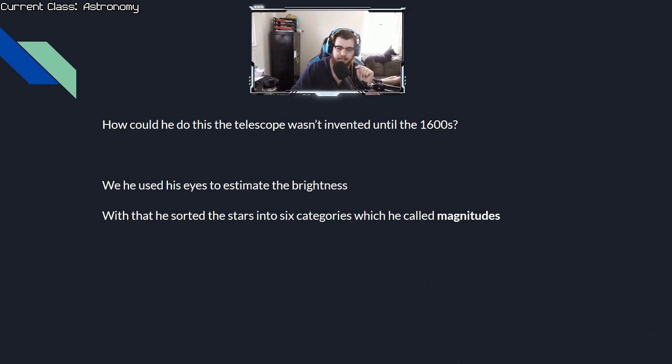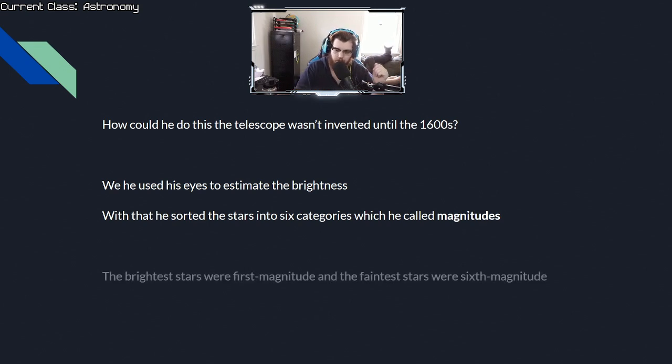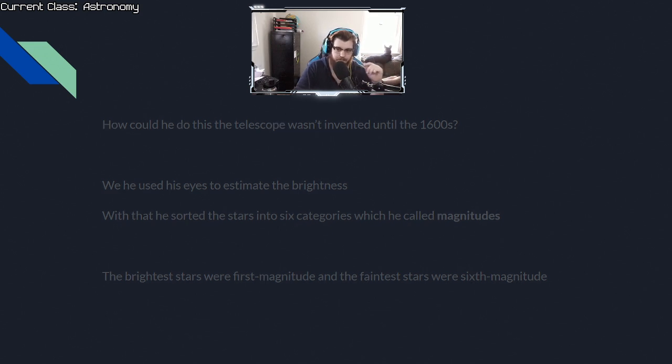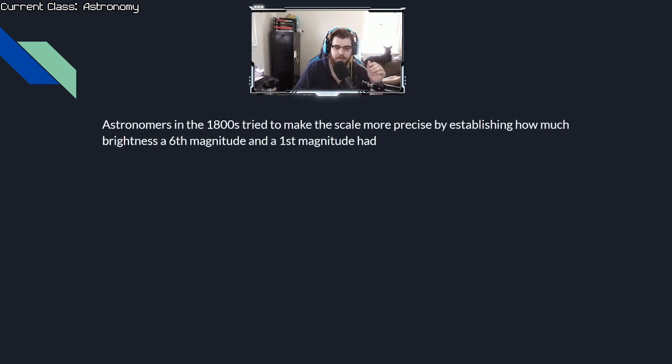But what he did do is he sorted out these stars into 6 main categories, which he called magnitudes. Now, the brightest stars we have were called first magnitudes, and the faintest stars that we see as very low were considered sixth magnitude stars. Now, astronomers in the 1800s tried to make a scale that was way more precise and better used to establish how much a sixth magnitude star was and a first magnitude star.